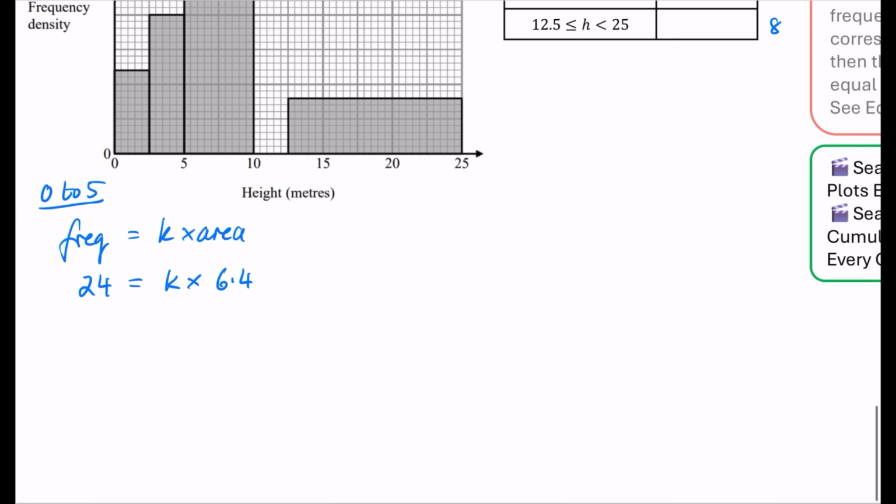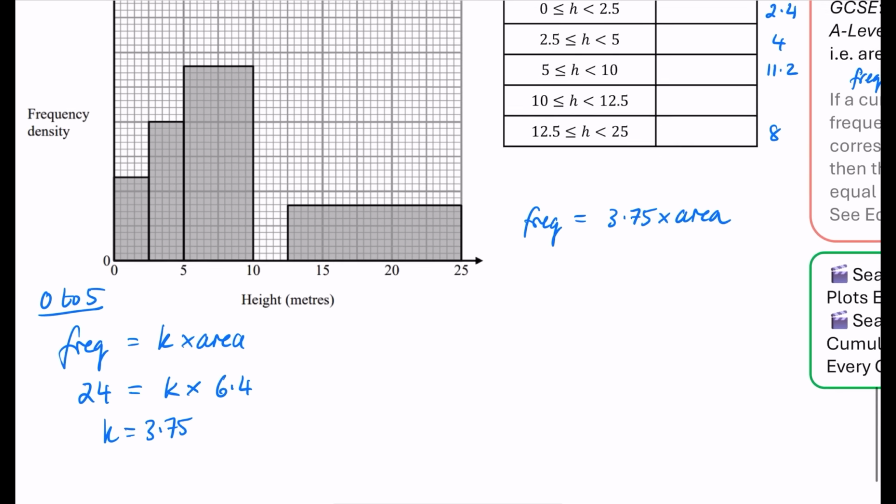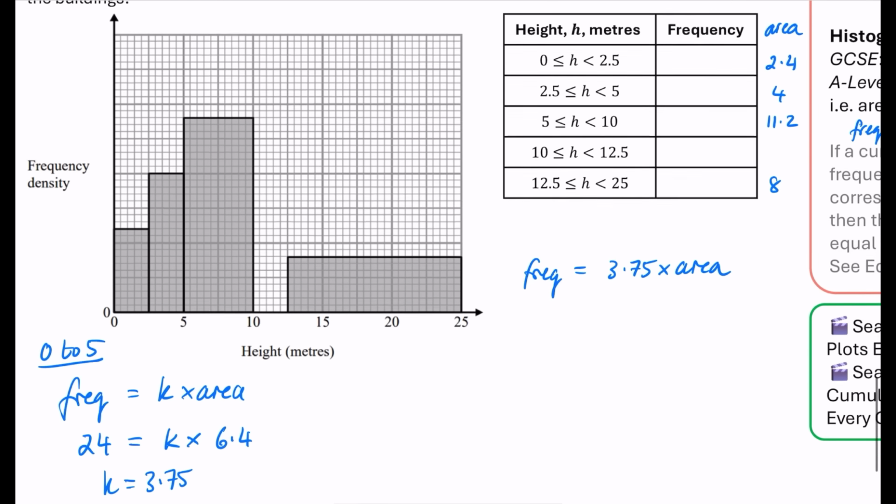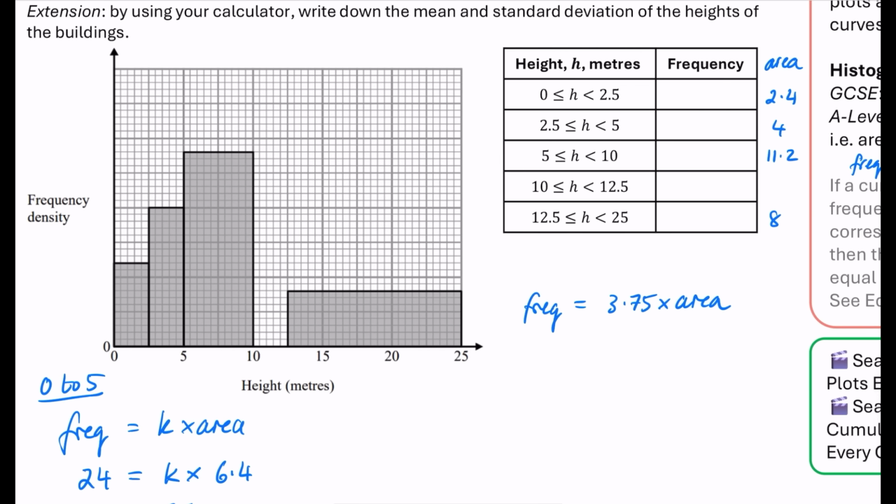So let's find out what K is. I'll do 24 divided by 6.4. That is 3.75. So K is 3.75. We've now got this formula, and our formula is now telling us that the frequency is equal to 3.75 times by the area. Okay, well that's useful because I can actually start filling these things in that I'll need later.